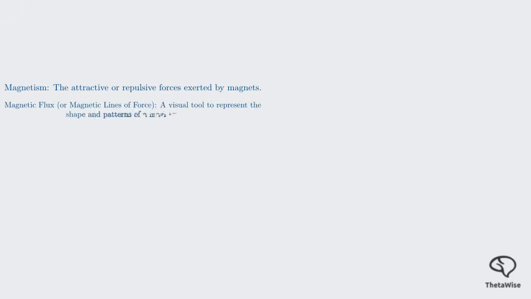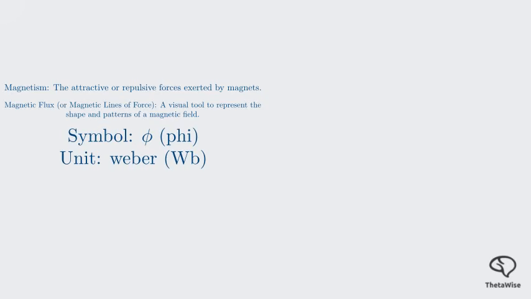So, what is magnetism? It's simply the force exerted by magnets when they attract or repel each other. This force creates an invisible area around the magnet called a magnetic field, where other magnetic objects can experience attraction or repulsion. To help us visualize this, we use a concept called magnetic field lines or magnetic flux. Magnetic lines of flux are a visual tool, like a map, that shows us the direction and strength of the magnetic field. Magnetic flux is represented by the Greek letter phi, and its unit of measurement is the Weber, abbreviated Wb.